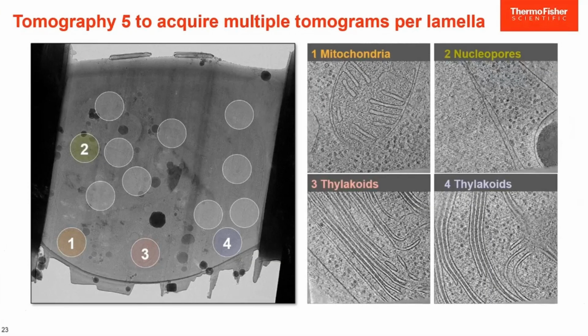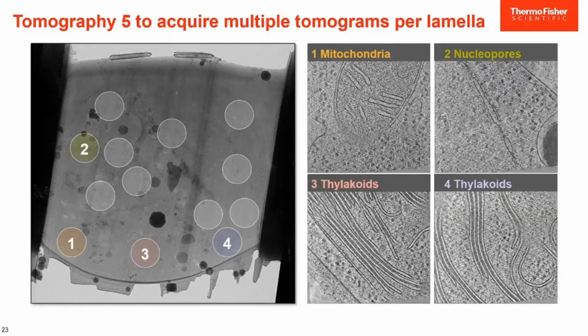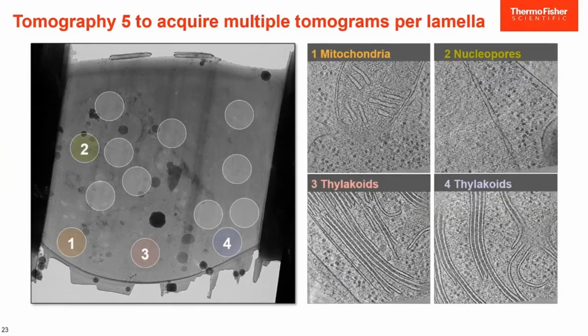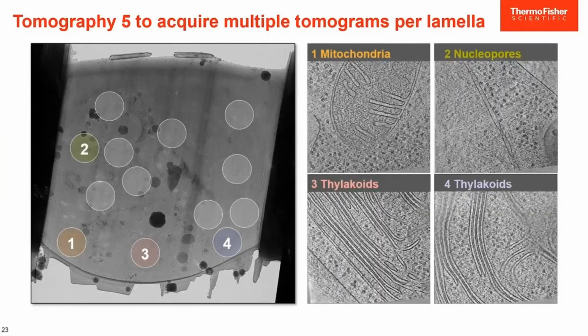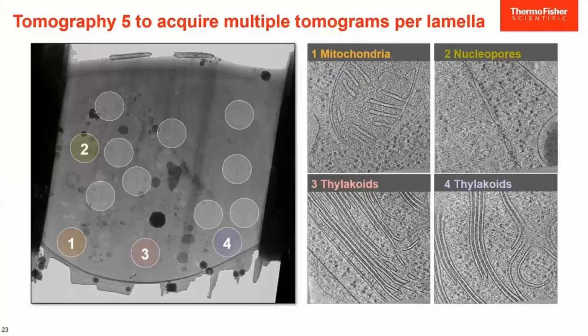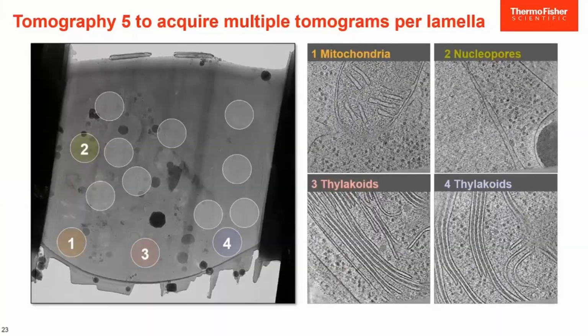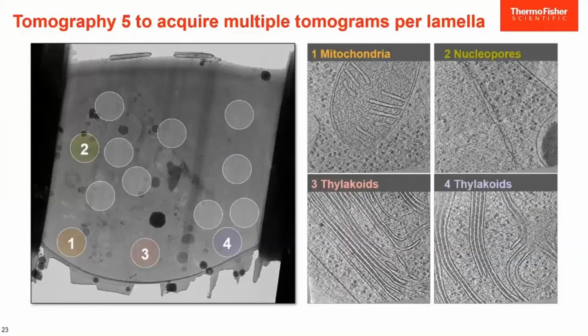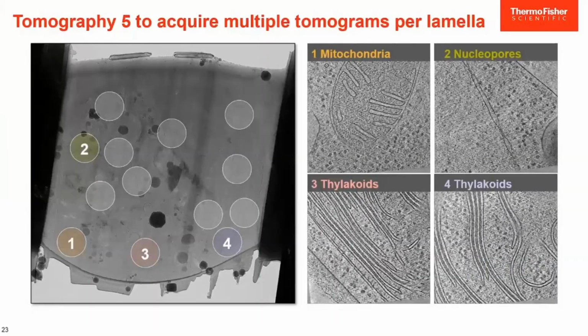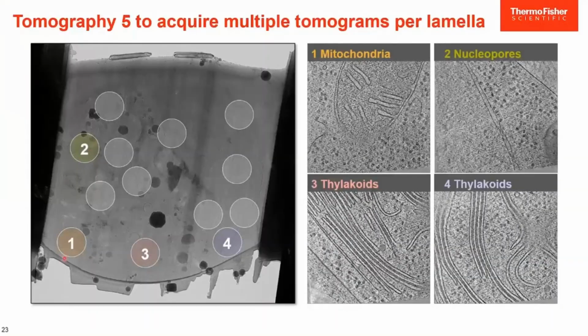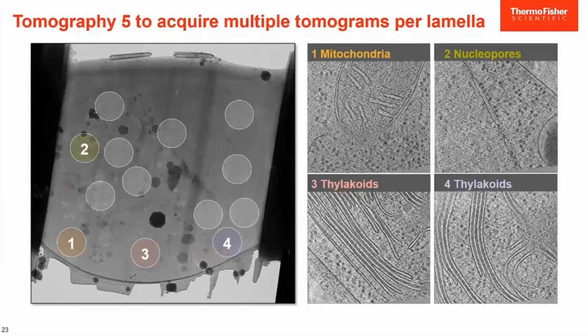The new Krios 5 also features, of course, the latest version of our tomography software, Tomography 5, and this allows you to obtain multiple tomograms per lamella. Here's an example where you can see 13 different sites that have been set up with Tomography 5. The 4 sites which are highlighted here, the tomograms are shown on the right-hand side.